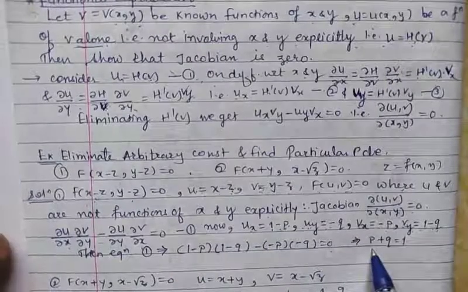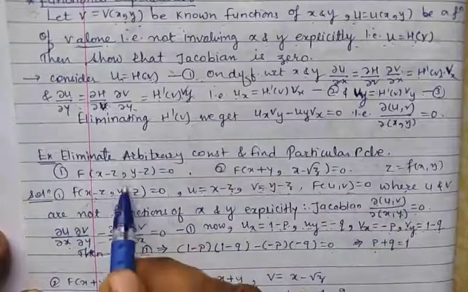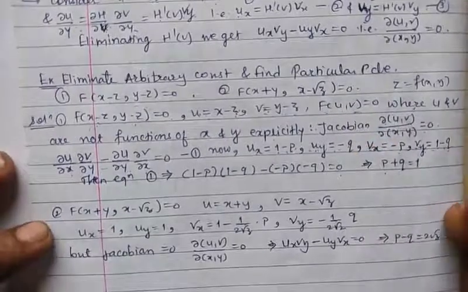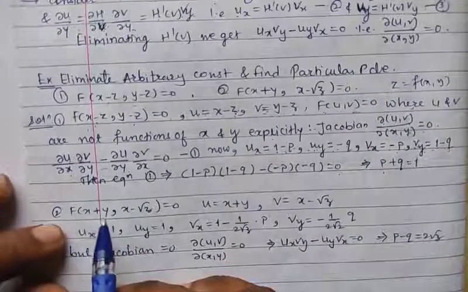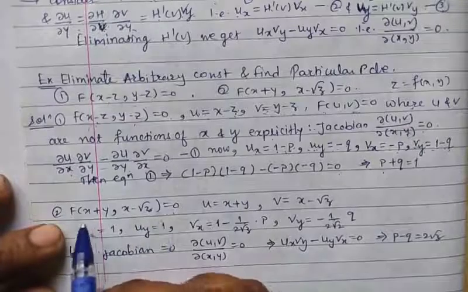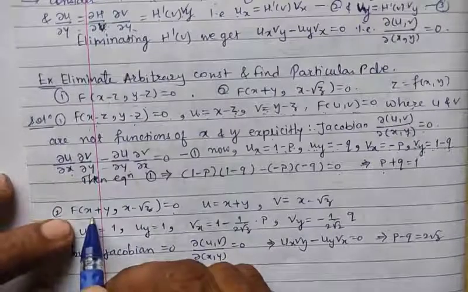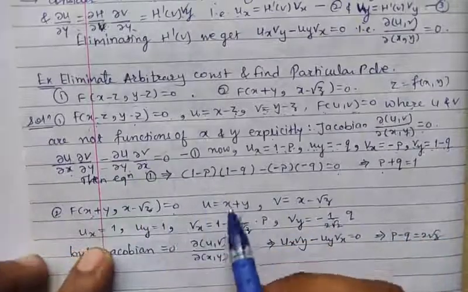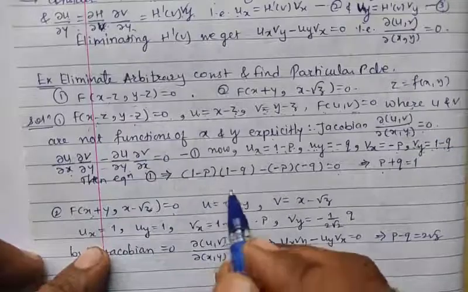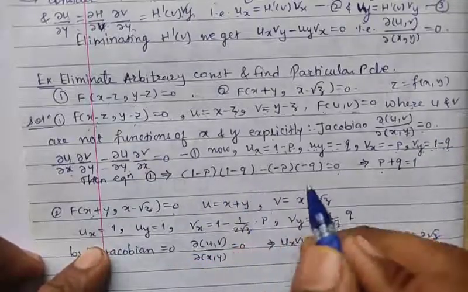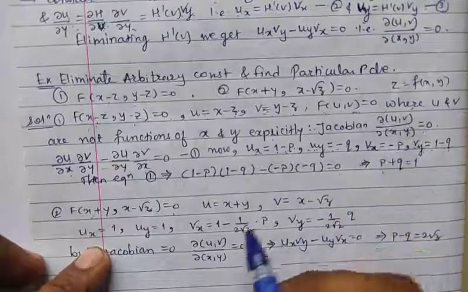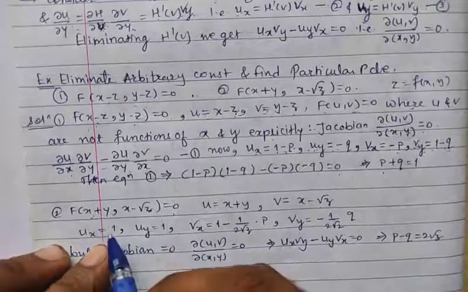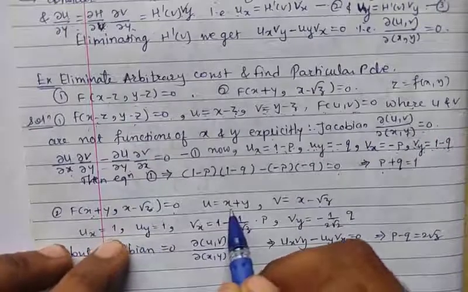Okay, so this is the required partial differential equation of the given function f of x minus z, comma y minus z equal to 0. Now let's solve the second example, f of x plus y, comma x minus root z equal to 0. Here f is a function of u, v, where u is equal to x plus y and v is equal to x minus root z. Now, u and v are not functions of x and y explicitly, therefore their Jacobian will be 0. So we find the partial derivatives ux, uy, vx, vy. After taking the derivative, we get ux is 1, uy is 1.